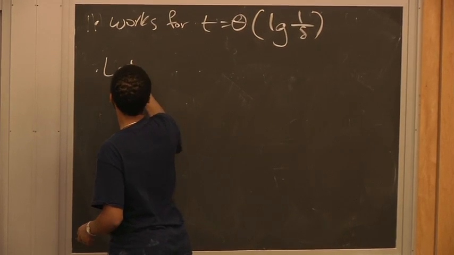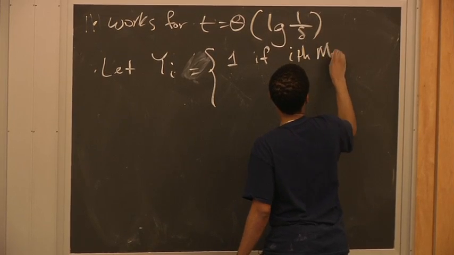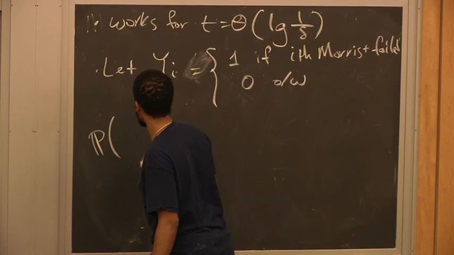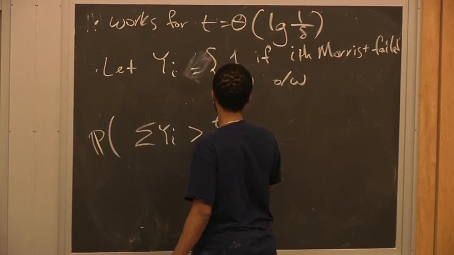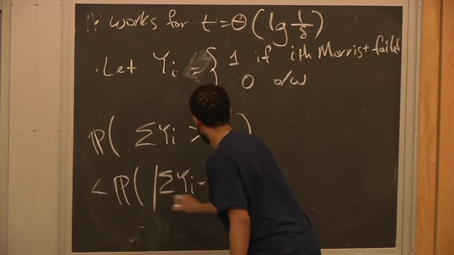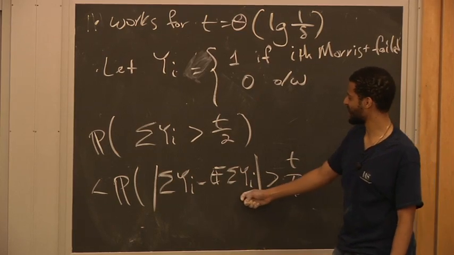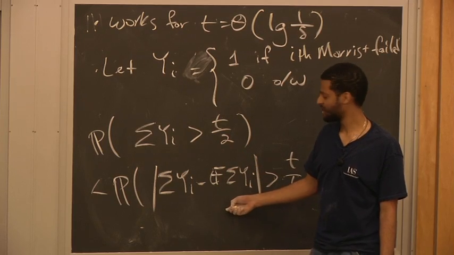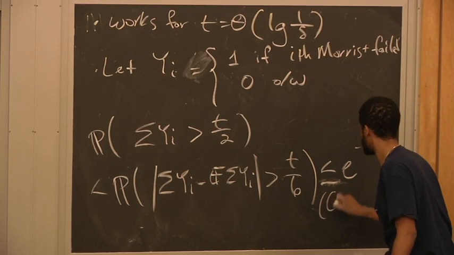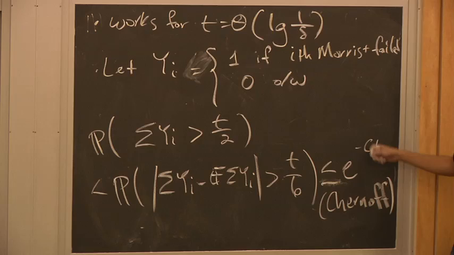So what you do is let y_i equal 1 if the ith Morris plus failed and 0 otherwise. So we're asking what's the probability that the sum of y_i is bigger than t over 2, which is less than the probability that the sum of y_i minus the expectation of the sum of y_i is bigger than t over 6, basically. Because this is something like t over 3, and we're bigger than t over 2, so we deviated by t over 6. This is going to be something like exponentially small in some constant times t by Chernoff. Okay, and t is like log 1 over delta times a constant, so this is delta.